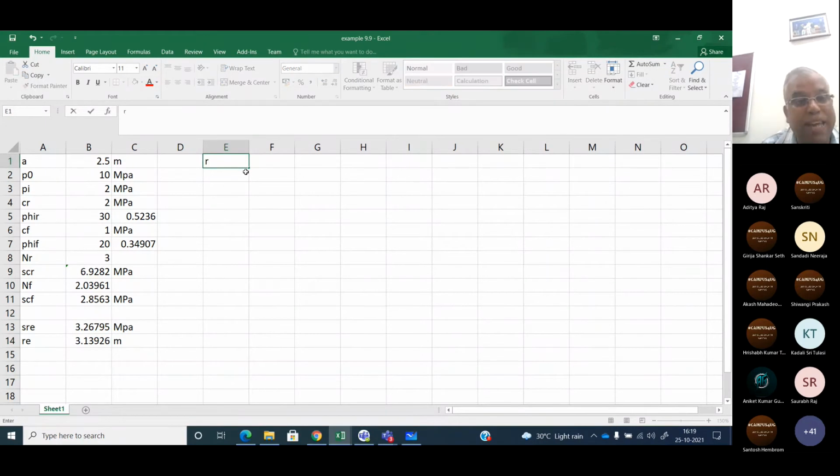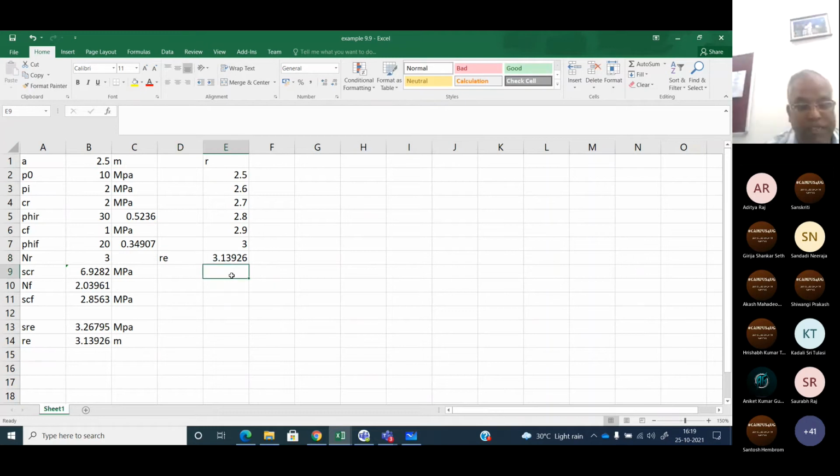Now R will start from A, right? Which is 2.5 meter. And the plastic zone, let's say up to this meter. This meter is the up to plastic zone. So I'm going to put 2.6, let's say 2.7 at different values. I'm going to put 2.9, 3.0. Okay, after that, this is my RE. Okay, this value is RE.